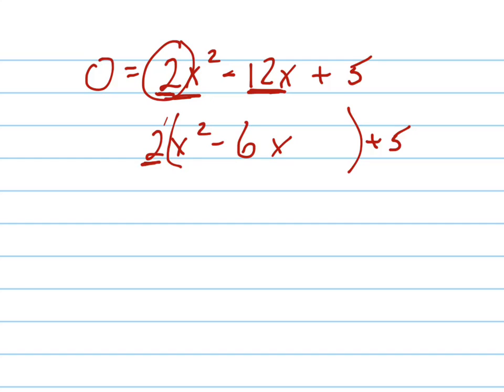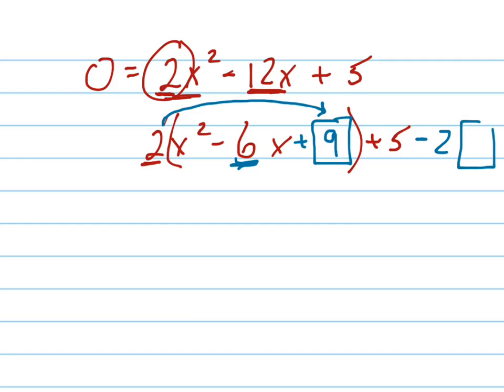And the trick here now is, since I factored it out of both of those, whatever I add in here, which by the way is going to be half of this squared, so that's going to be 9, I'm actually not adding just 9, I'm adding 2 times 9. So I have to subtract 2 times 9. Because again, when I factored out the 2, that's what I have to do. Not a problem. That was easy to do.